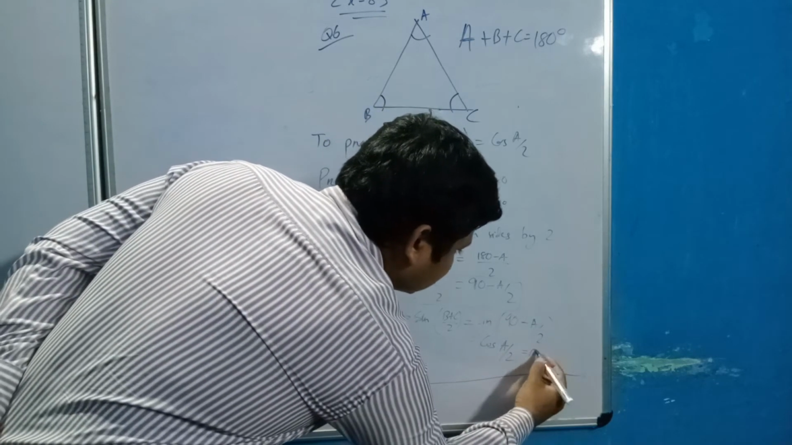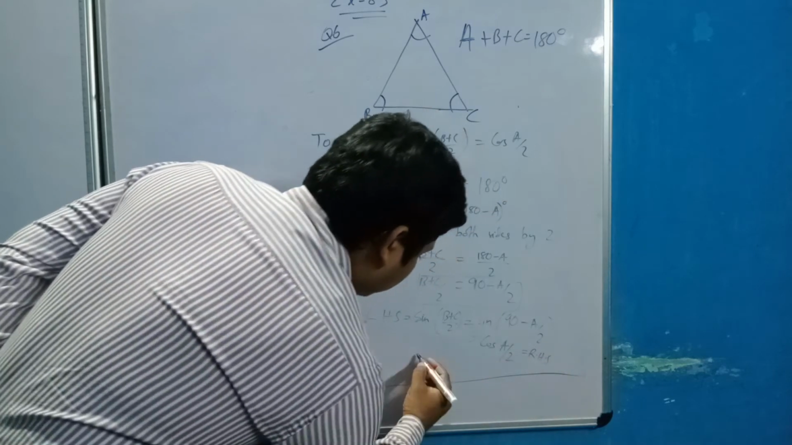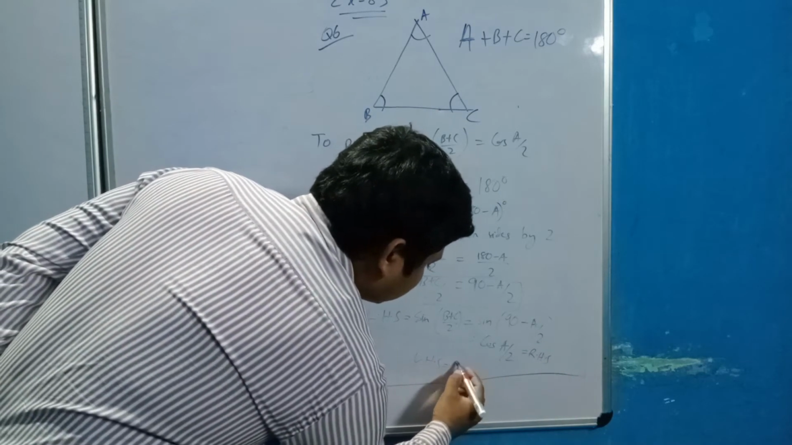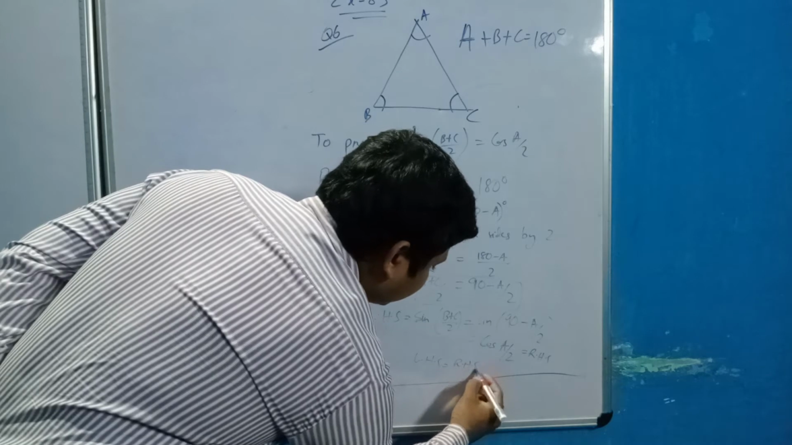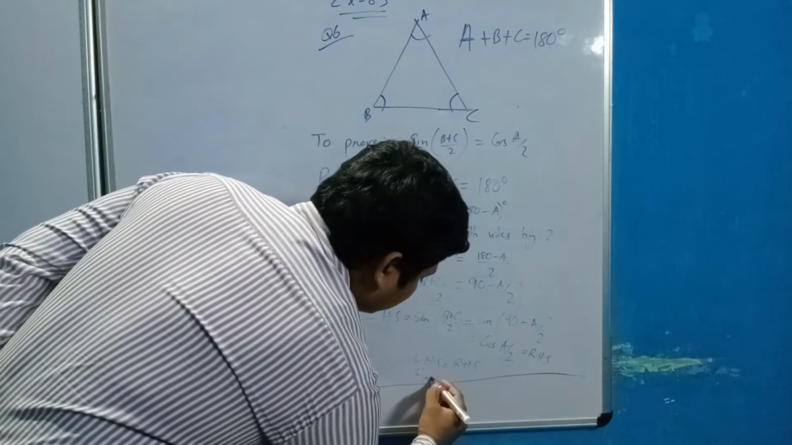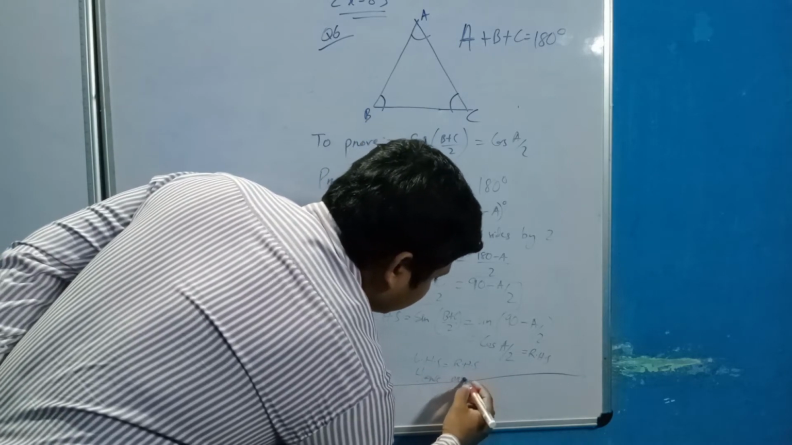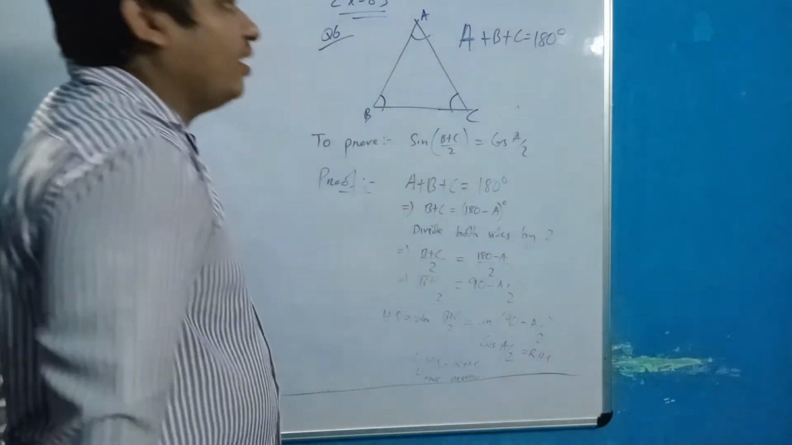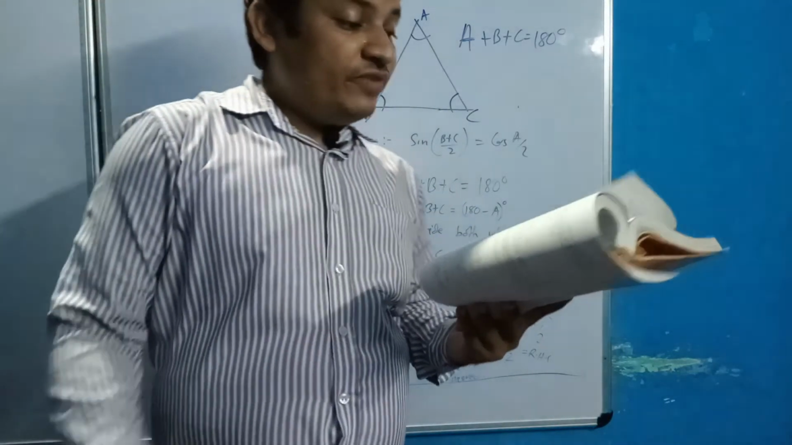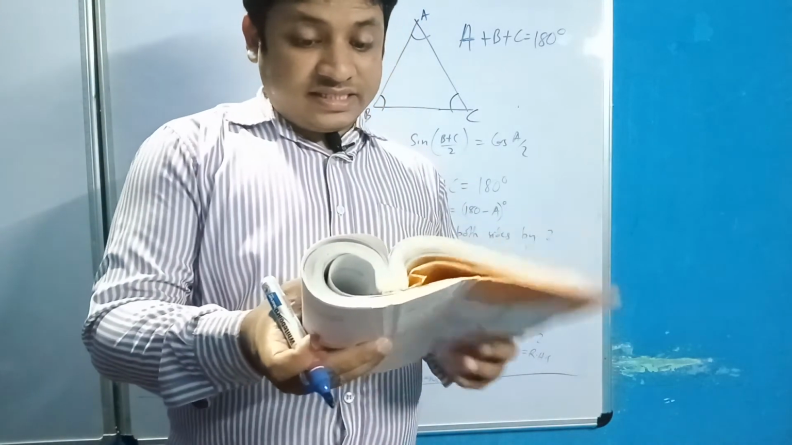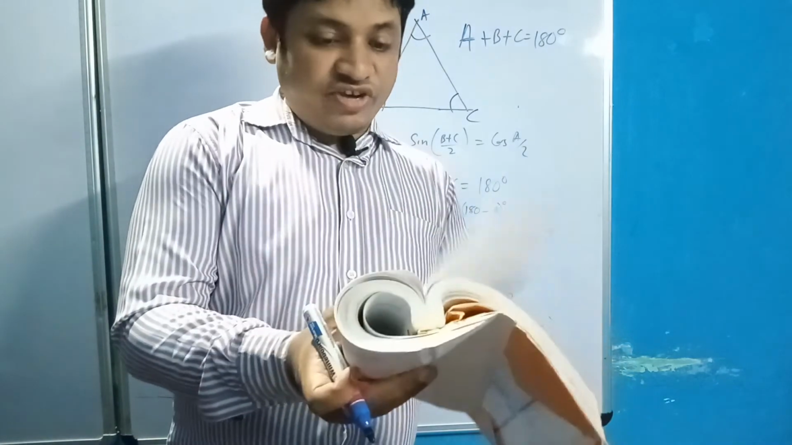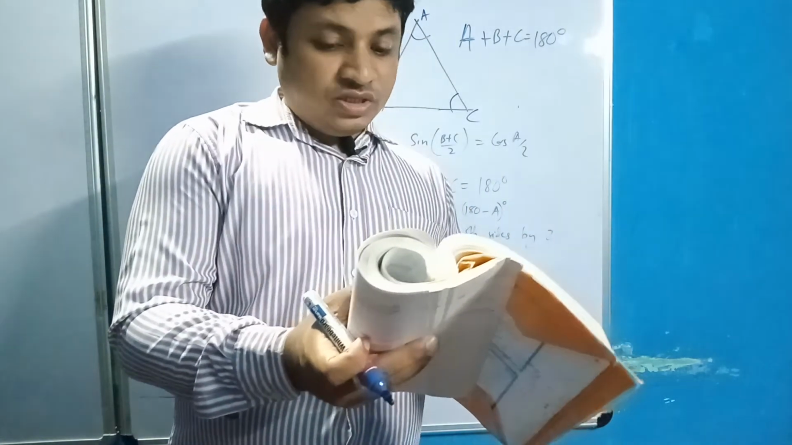Now it is the RHS, the required RHS. LHS equals RHS. Hence proved. So with this we completed exercise 8.3 from the NCERT book.